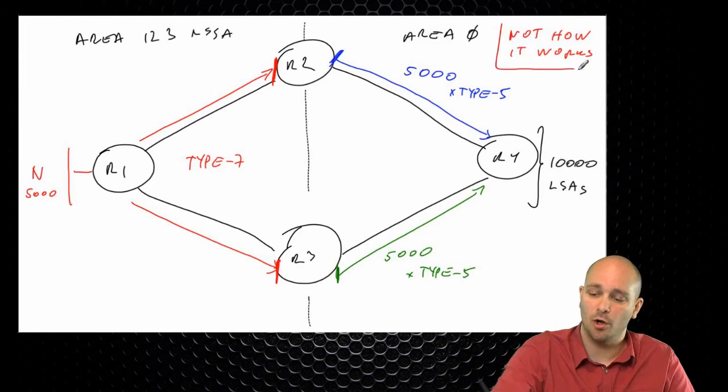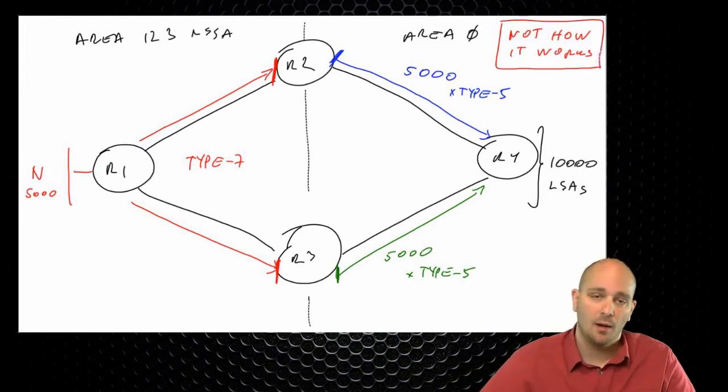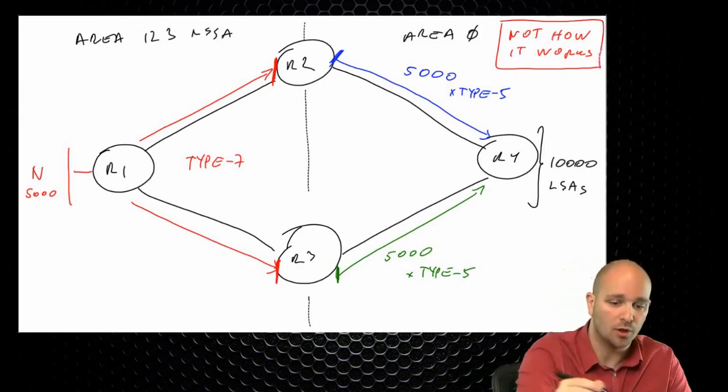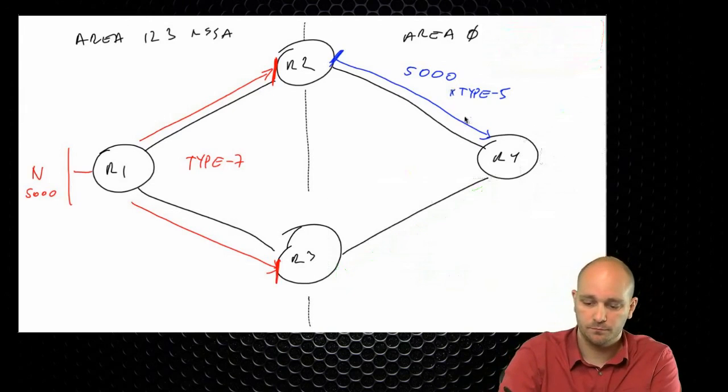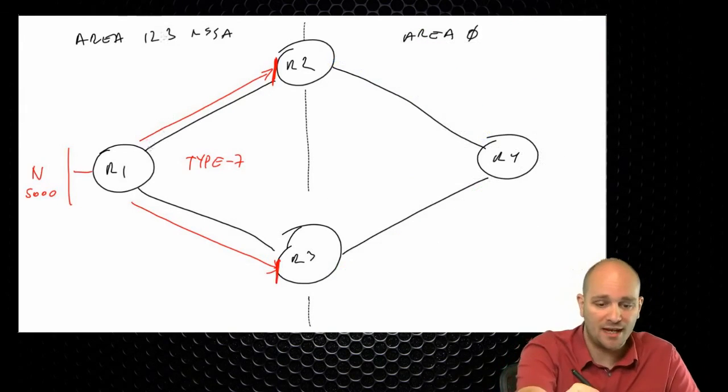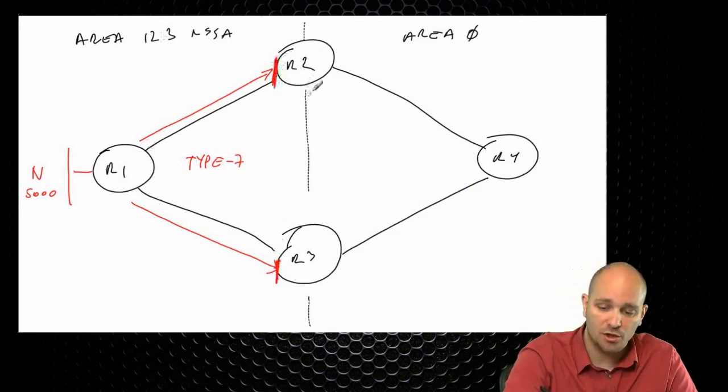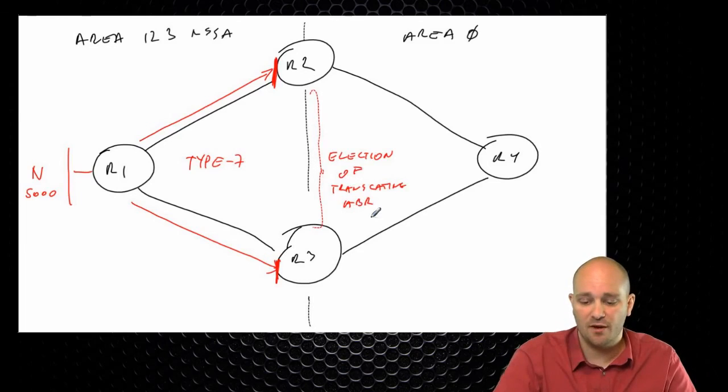Because if this is the way it worked, we would have a big problem. The way it actually works, and now it's the cleanup time, is that these two type 7s actually do arrive to these two routers. But then these two routers here are going to have a sort of an election of who translates. Let's say election of translating ABR. Now, the election is very, very simple. Highest router ID wins.